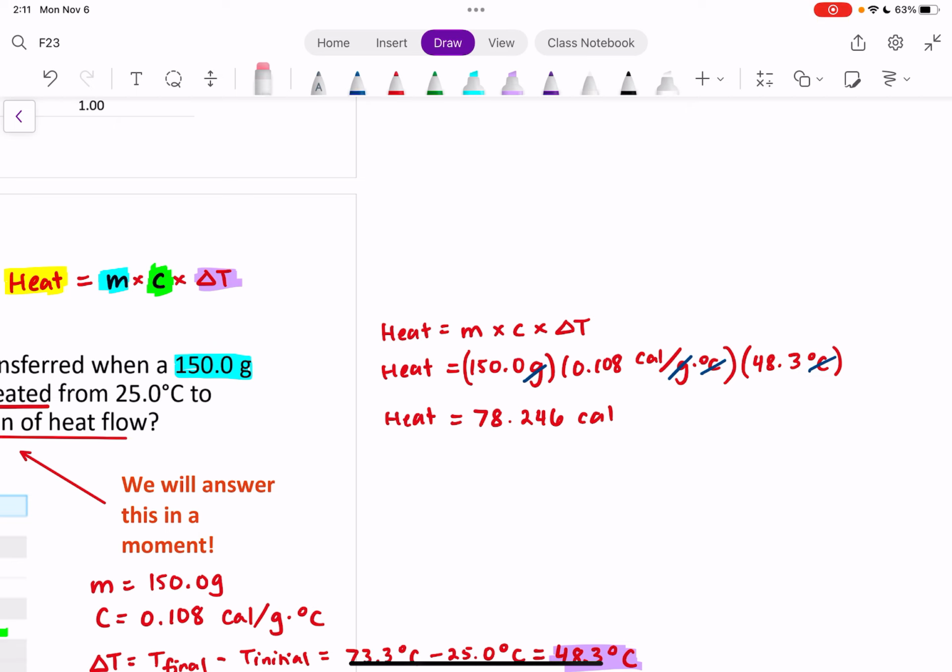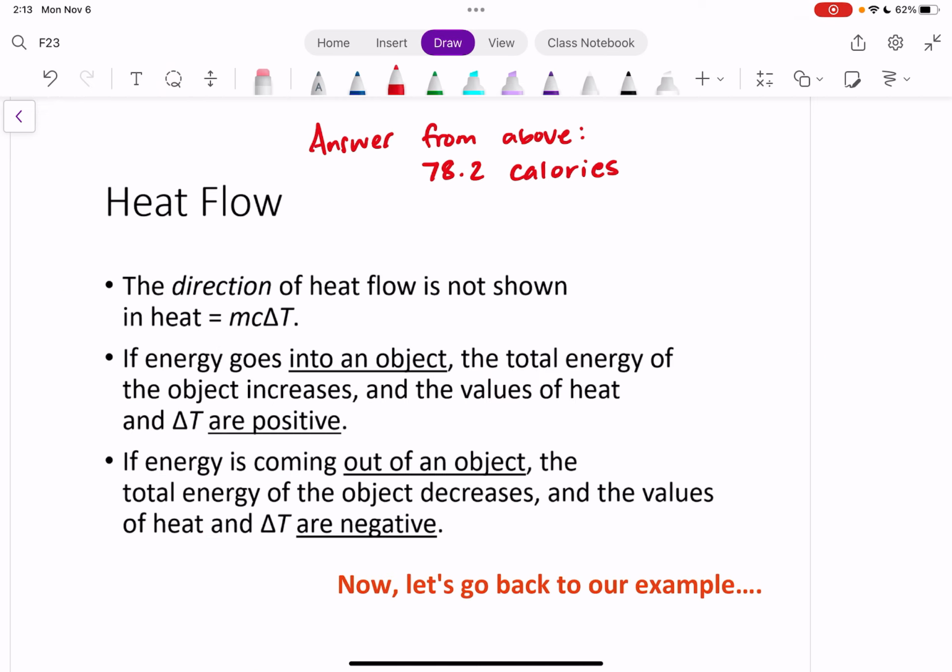All right, so we also want to double check our sig figs. I'm noticing it looks like 4 sig figs in my mass here, 3 sig figs here, and 3 sig figs here. So let's just be safe and round to 3 sig figs. And that gives us 78.2 calories. All right, now our answer from the above example was 78.2 calories of heat transferred.